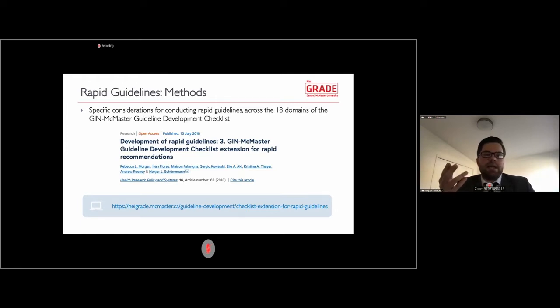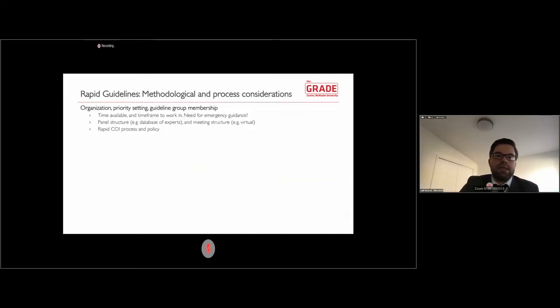So there are going to be some specific considerations for conducting rapid guidelines. Again, referring back to the checklist across those 18 domains of guideline development. And I highlight here a publication from 2018 about those considerations and an extension of the guideline development checklist for formulating and producing rapid recommendations. And in terms of the methodological and process considerations, there are a few specific areas we need to consider for producing rapid guidelines. Highlighting issues around organization, priority setting, and guideline group membership.